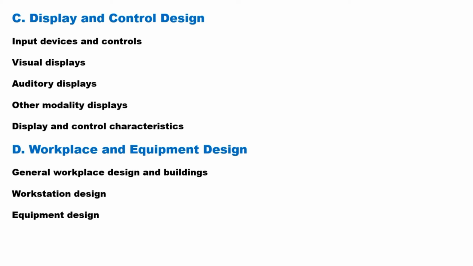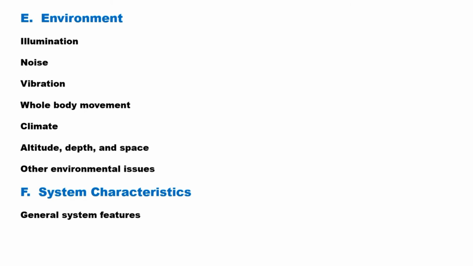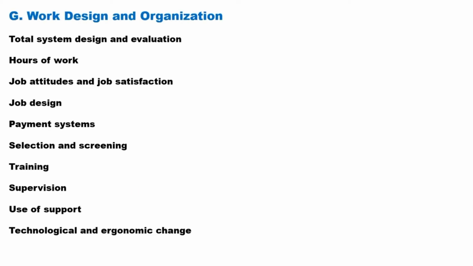D. Workplace and equipment design, general workplace design and buildings, workstation design, equipment design. E. Environment, illumination, noise, vibration, whole body movement, climate, altitude, depth, and space. Other environmental issues. F. System characteristics, general system features. G. Work design and organization, total system design and evaluation, hours of work, job attitudes and job satisfaction, job design, payment systems, selection and screening, training, supervision, use of support, technological and ergonomic change.